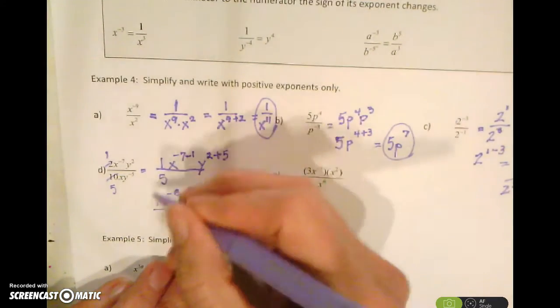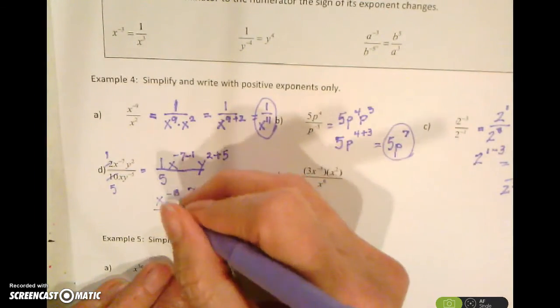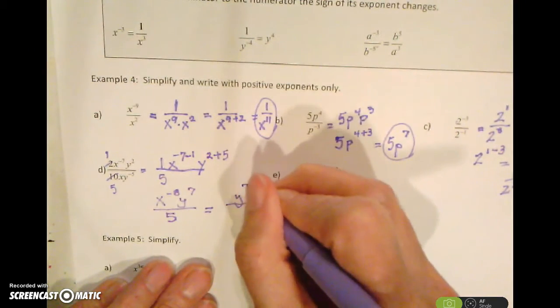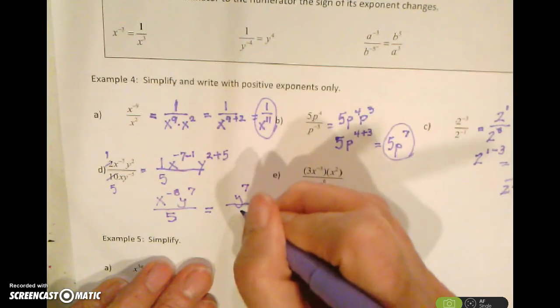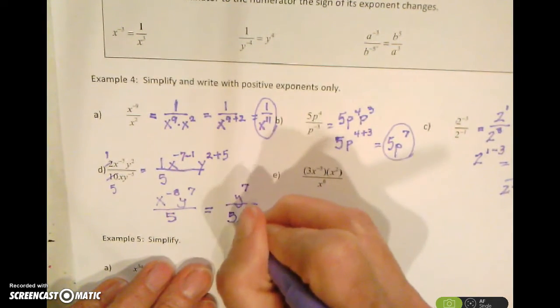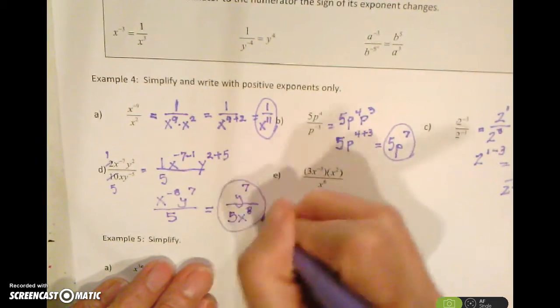And finally, I can't leave a negative exponent, so because it's negative, I'm going to drop it. And I have y to the 7th in my numerator, because that was positive, and then in the denominator 5x to the 8th.